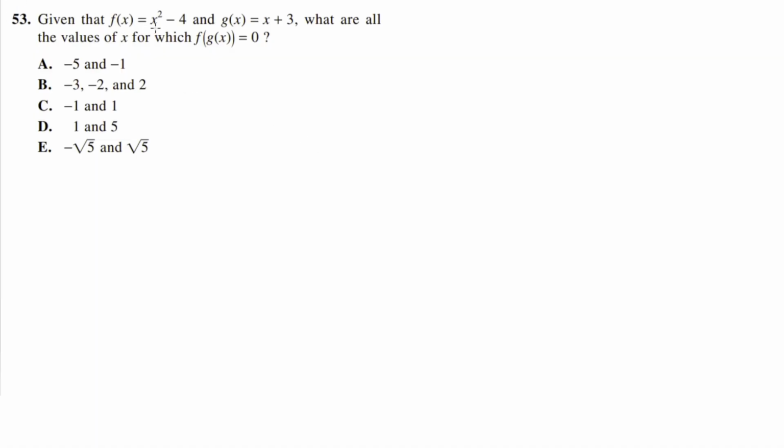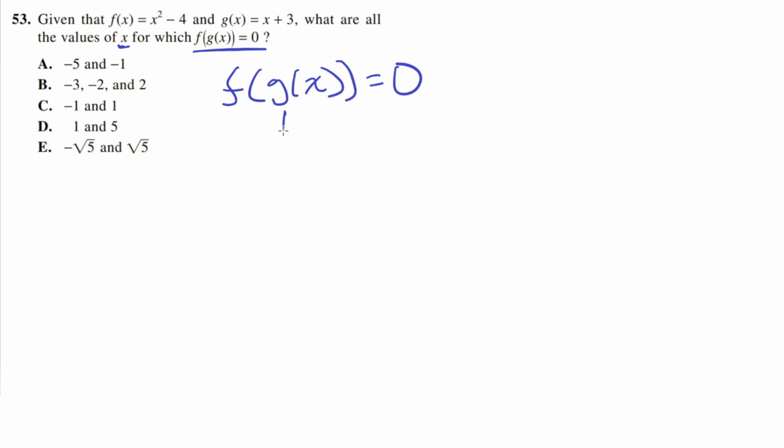Given that f of x equals x squared minus 4 and g of x equals x plus 3, what are all the values of x for which f of g of x equals 0? So we need to find for what values of x does f of g of x equal 0.